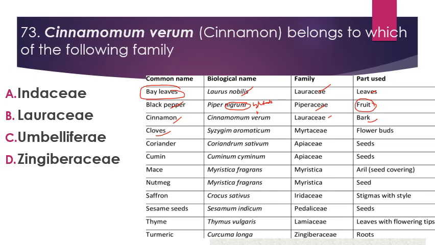Then we have cloves. क्लोव इसका साइंटिफिक नेम है साइजियम एरोमेटिकम. इट बिलोंग्स टू फैमिली माइरेटेसी, और इसमें हम फ्लोरल बड्स को यूज़ करते हैं. द नेक्स्ट इज कोरिएंडर, एंड इट्स साइंटिफिक नेम इज कोरिएंड्रम सटाइवम. इट बिलोंग्स टू फैमिली एपिएसी. इसका पुराना नाम है अम्बेलिफेरी. इसमें हम यूज़ करते हैं लीव्स एज वेल एज सीड्स. जो लीव्स हैं उन्हें भी यूज़ करते हैं, and seeds are also used.